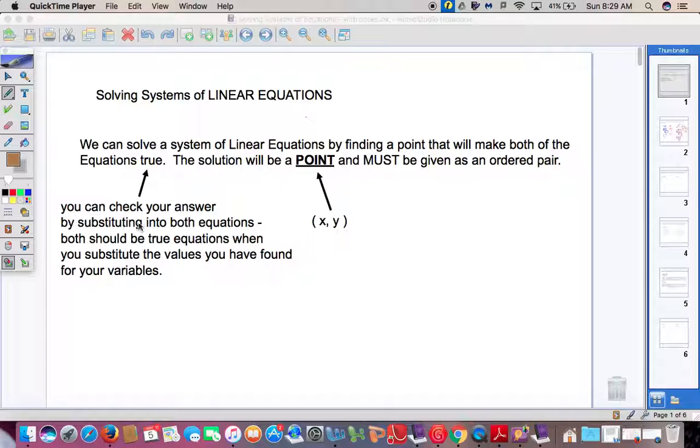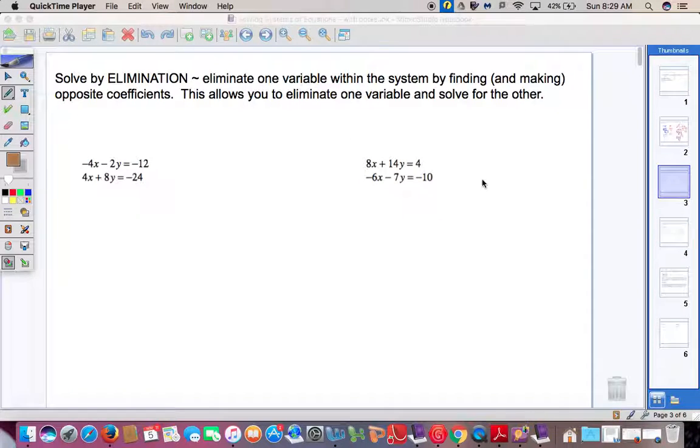Again, I will encourage you to check your answers by substituting your found ordered pair into both equations. And when you do that, you should have true statements. So this video is going to focus on solving by elimination, which means that you're going to eliminate one variable within the system by finding and making opposite coefficients. This will allow you to eliminate one variable and solve for the other.